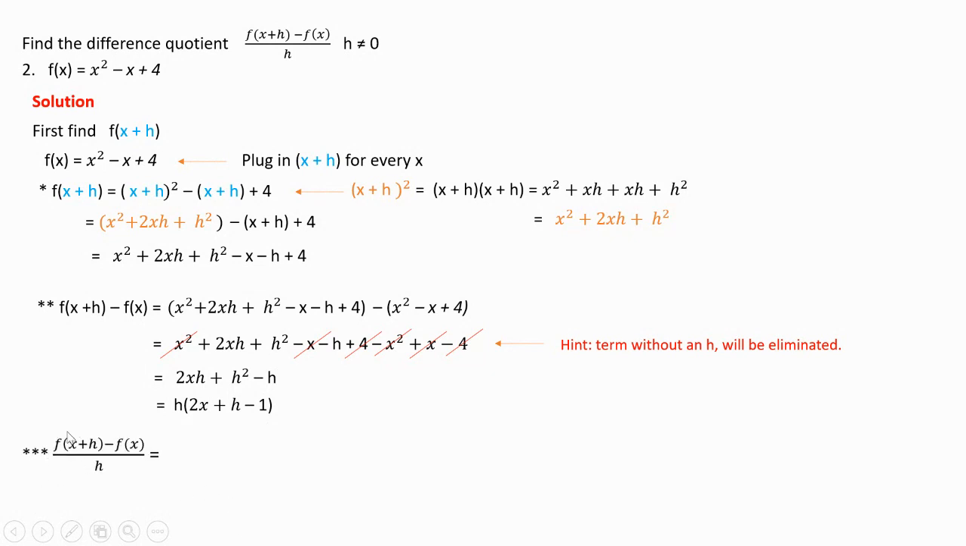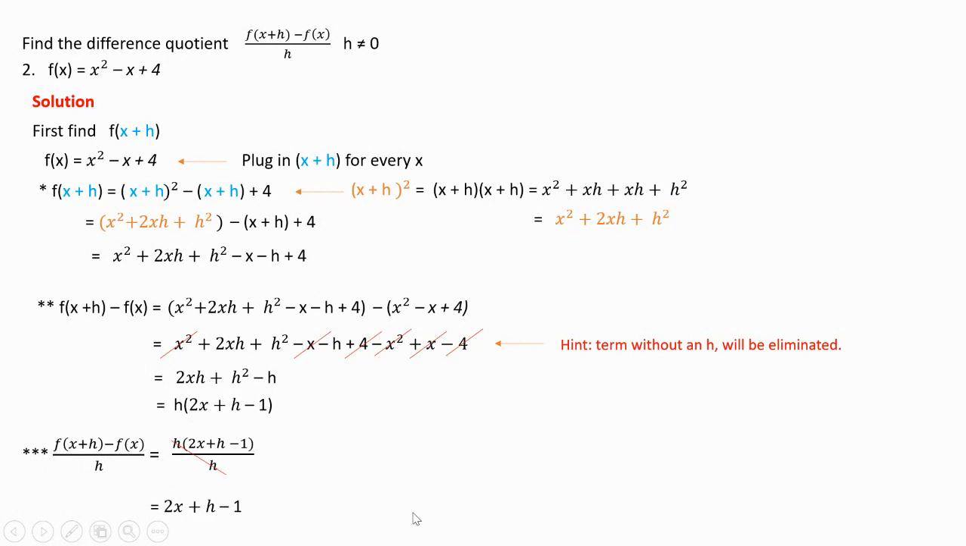Now here comes step 3. So step 3, I'm going to put them all together. The numerator, which is f of x plus h minus f of x, I already have it here. I just worked on it in the previous step. So we just bring it down. Now what happens? We have an h on top, h on the bottom, so that becomes like 1, right?